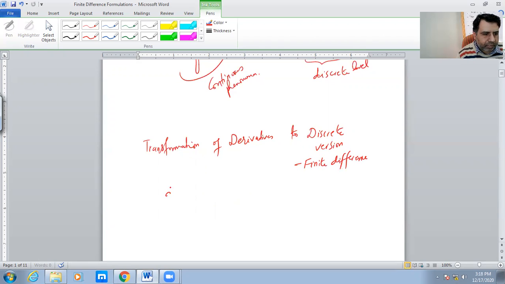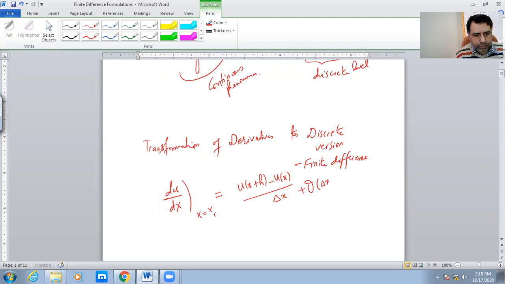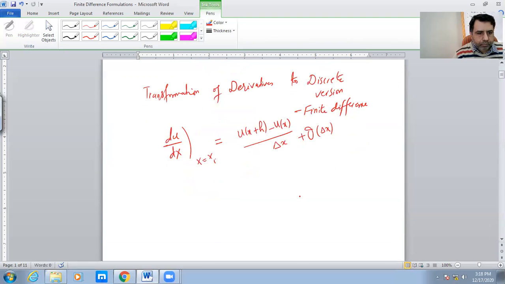So I will start with the first order derivative du by dx at location x equals xi. So this is the first order derivative. To approximate this, we apply the forward difference approximation. This can be approximated as u of x plus h minus u of x divided by delta x. This is through Taylor series plus order delta x. So we could also write it like ui plus 1 minus ui divided by delta x.